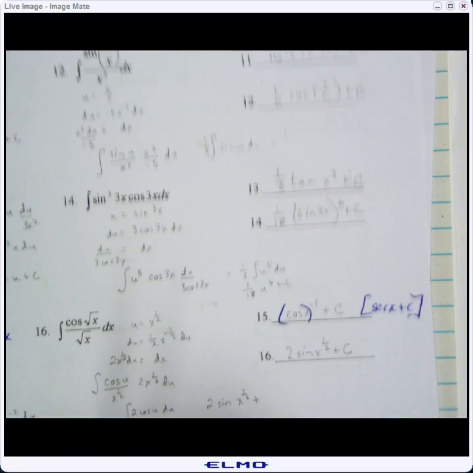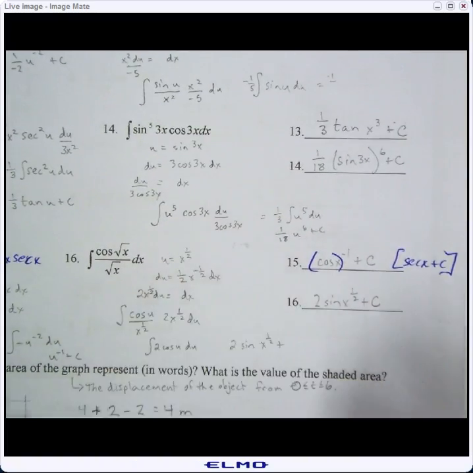16 is a lot like the one on the front. Let your radical x be the u value.